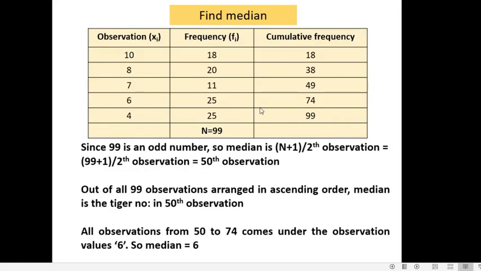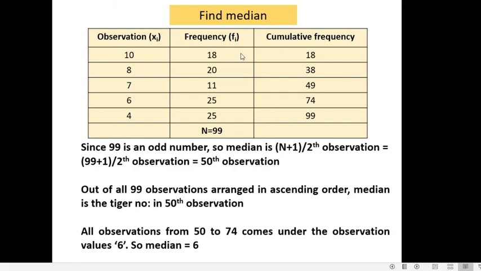For the same data, we will find out how we calculate median. Mean was the average, but median is the middle observation. So what we first do is, we will arrange the observations in either the ascending or the descending order. So here I have arranged in the descending order, that is 10, 8, 7, 6 and 4. And then in the next column I write the frequencies. And now in the third column I find out the cumulative frequencies.